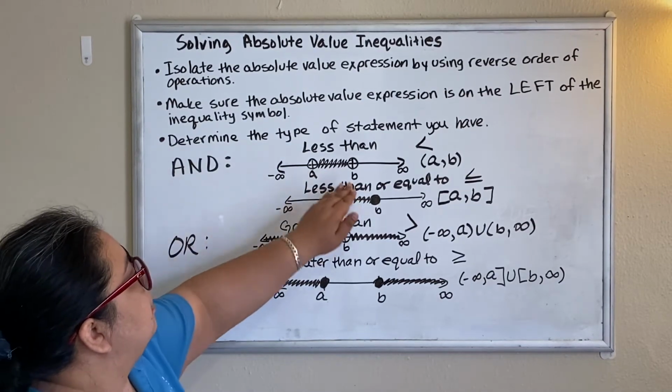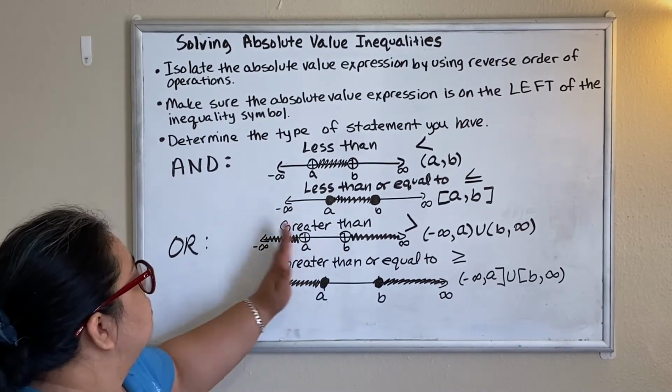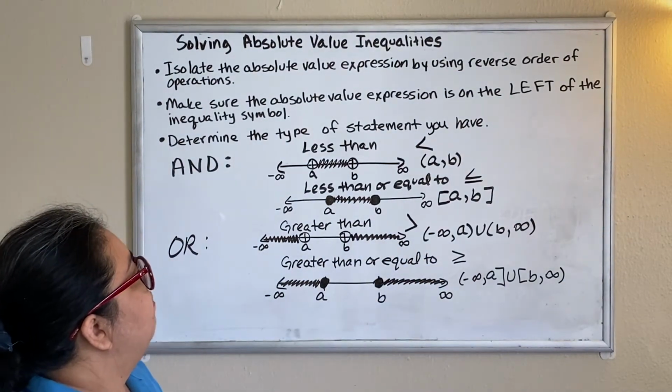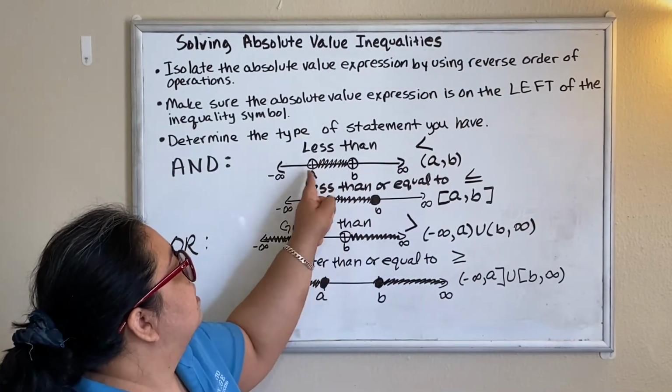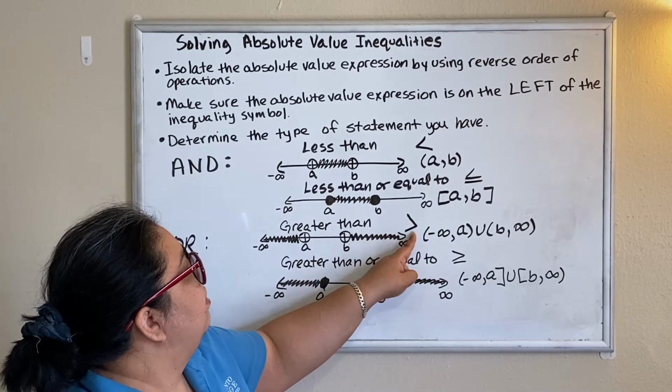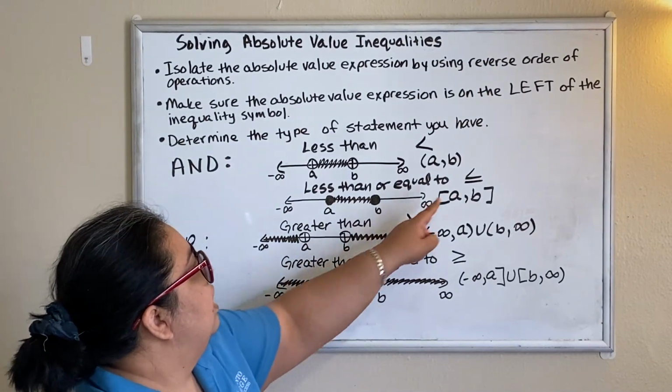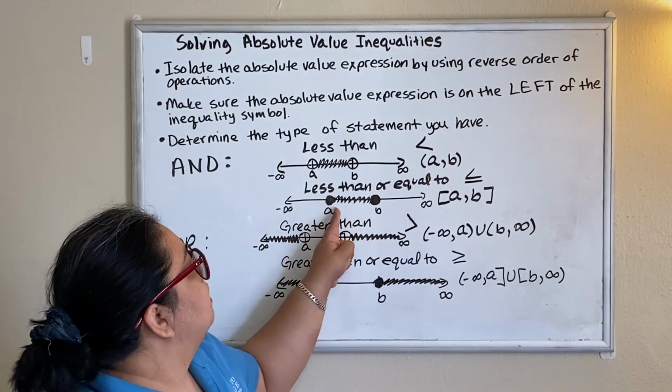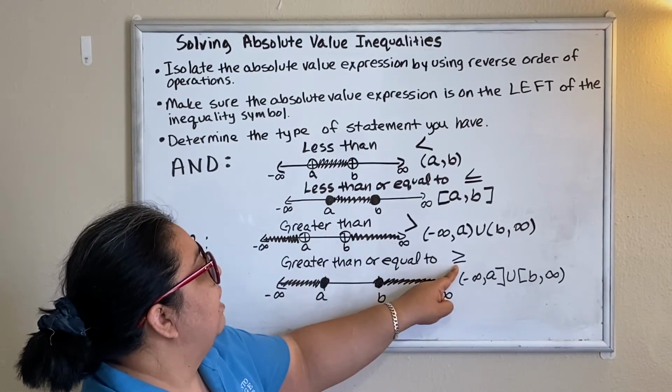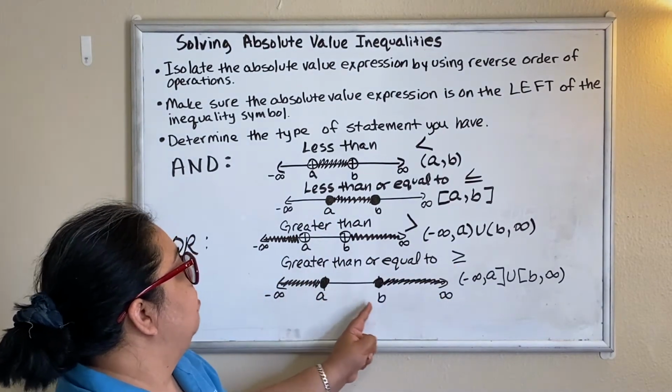And statement, you shade in the middle. Or statement, you shade on the outside. If you have less than, it's going to be open. If you have greater than, it's going to be open. If you have less than or equal to, it's going to be closed. If you have greater than or equal to, it's going to be closed.